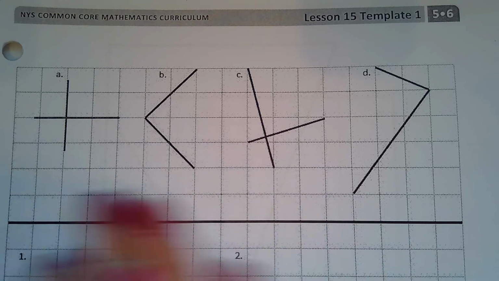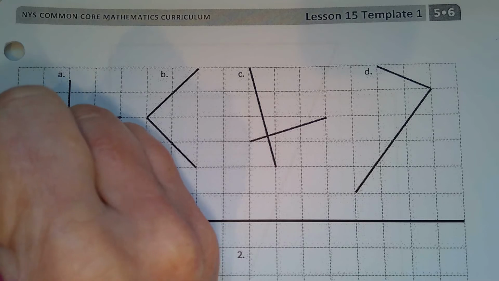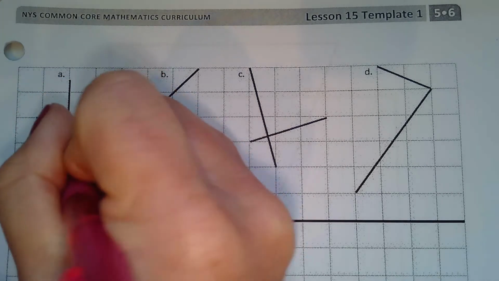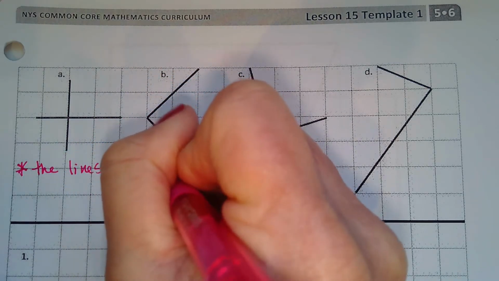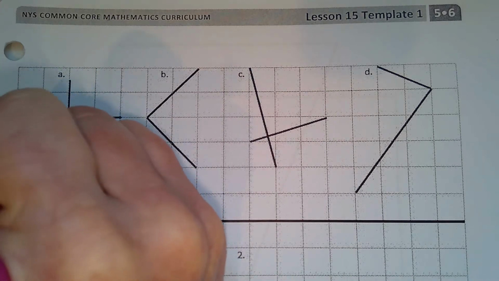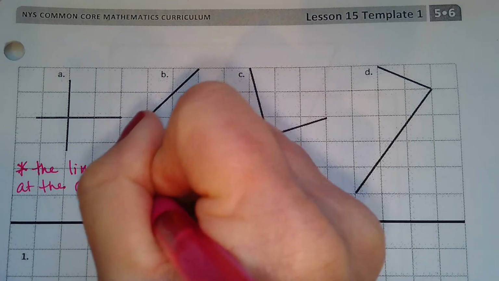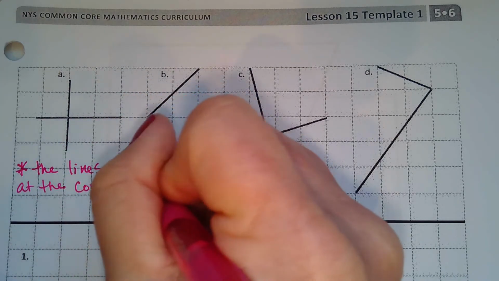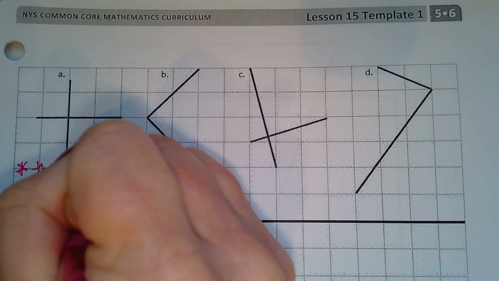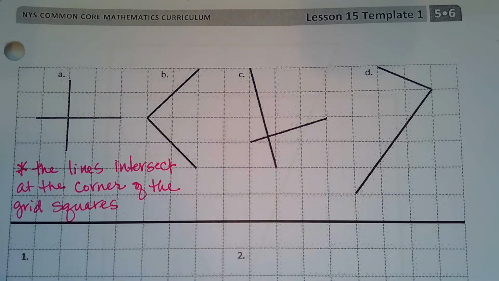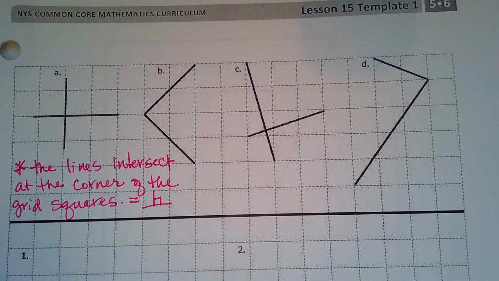Well, let's take some notes. So if you have a pen or a pencil, take some notes. So the lines intersect at the corner of the grid squares, right? So they must be perpendicular. So we signify that by going like this. That's the symbol.